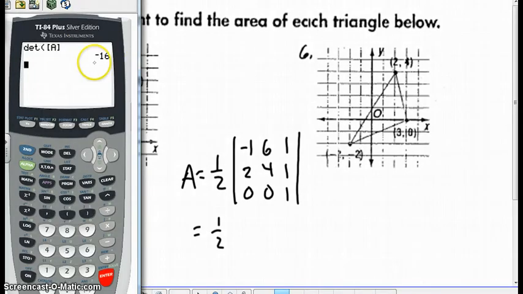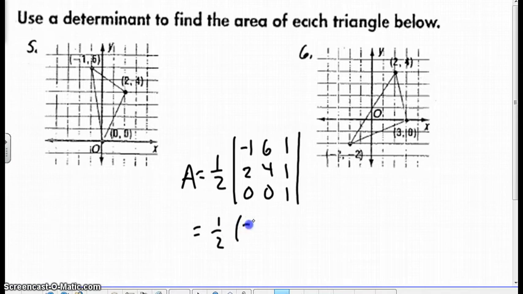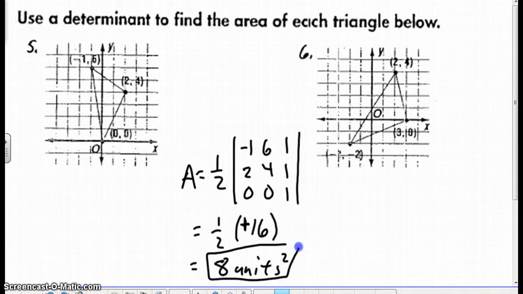So as you can see, I have calculated my determinant, and because I did not go in counterclockwise direction, I did end up with a negative. However, please remember that the area does need to be positive. It's because we did not go in the correct order. Therefore, the area of this triangle is 8 units squared.